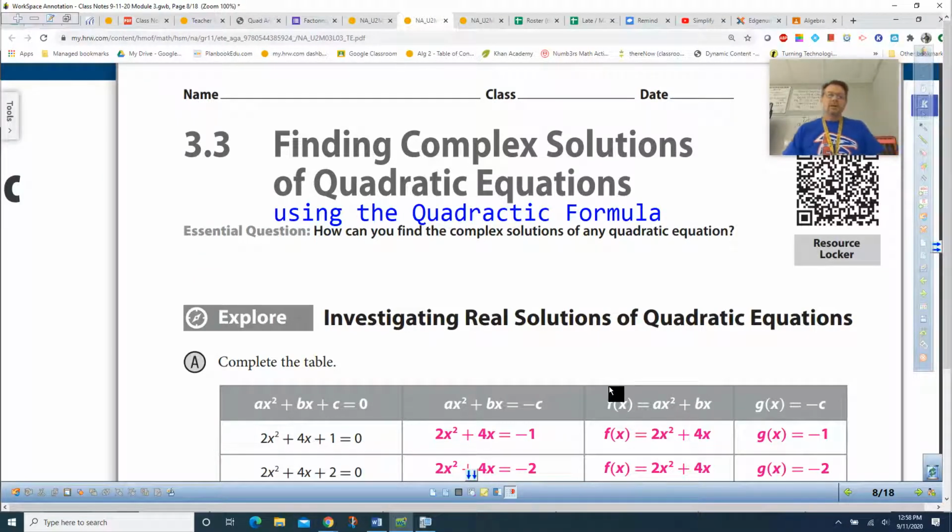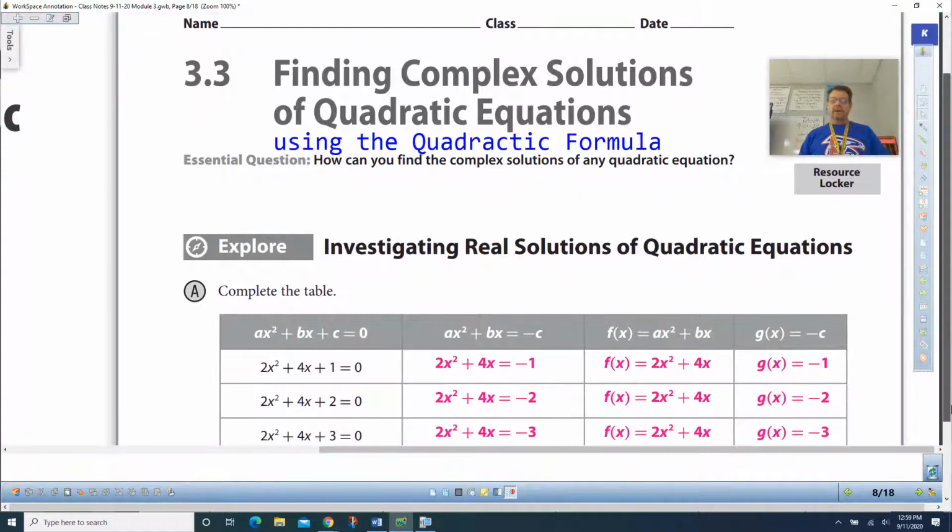Today we're going to talk about finding complex solutions of quadratic equations and then using the quadratic formula specifically. This is out of our current textbook, section 3 of module 3, and we're just looking at the part where we're solving using the quadratic formula. Now, why do we need the quadratic formula? Let's back up just a little bit and see what's going on here.